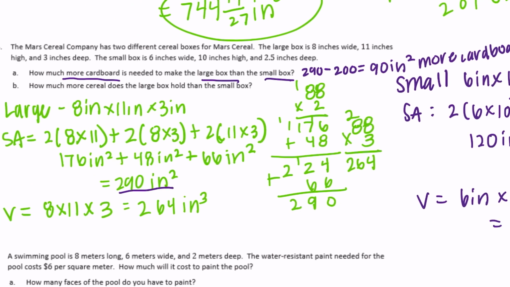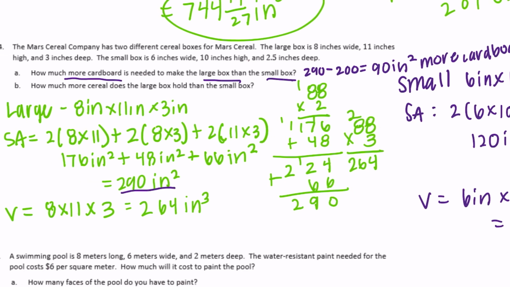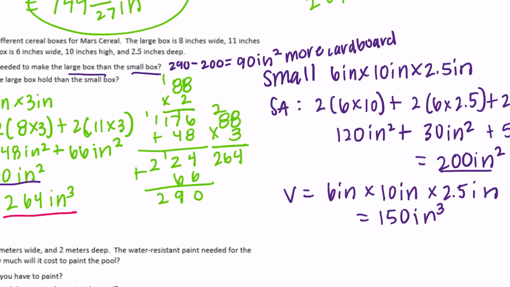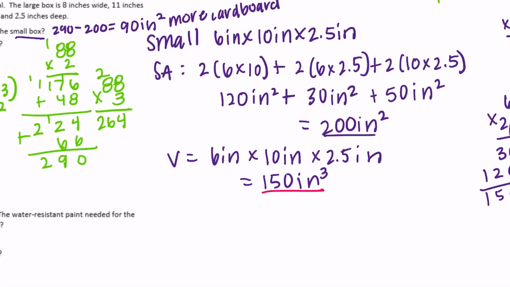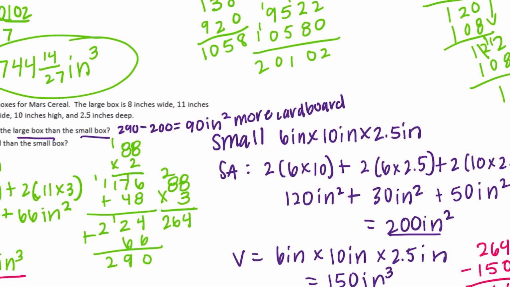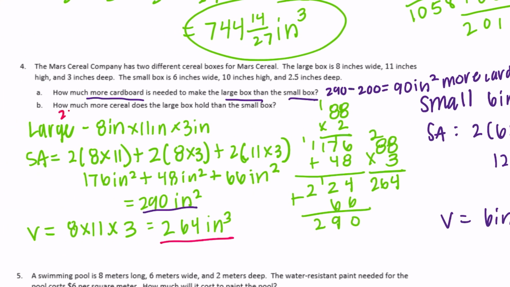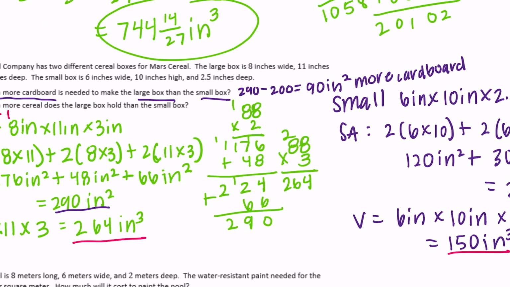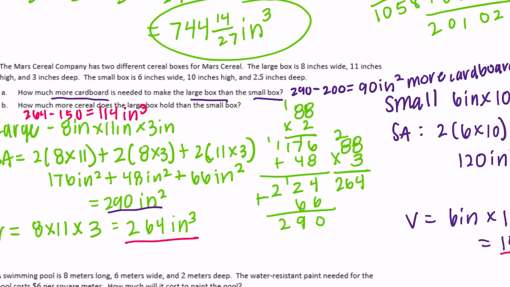And then B, how much more cereal does the large box hold than the small box? So the large box holds 264 inches cubed. The small box holds 150. So 264 minus 150 is 114. So let's say 264 minus 150 equals 114 inches cubed more cereal.